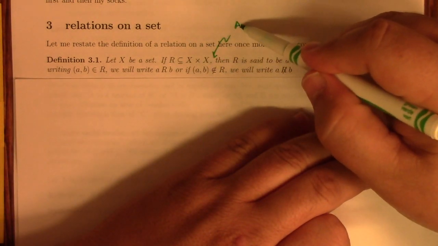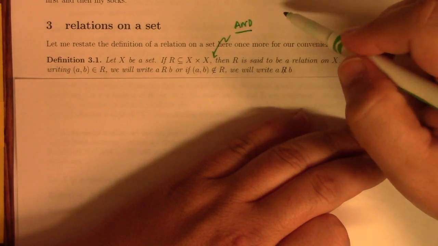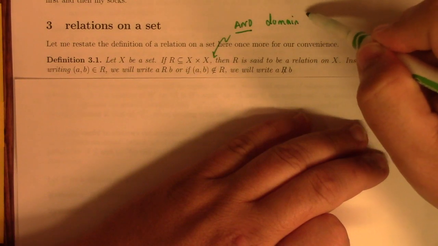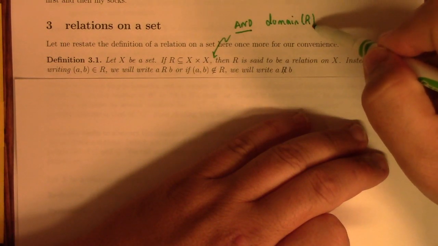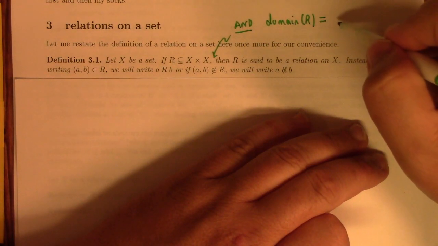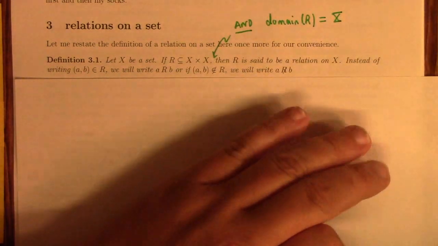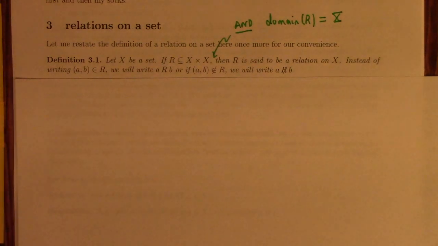This is kind of important. The domain of the relation is equal to X. In other words, we're assigning an output to every input in this set X. Every element of the set X has a defined operation by the relation.